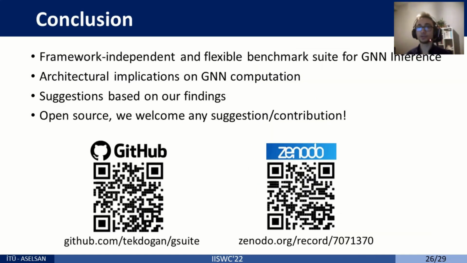As conclusion, we propose a framework-independent and flexible benchmark suite for graph neural networks at inference level. We make architectural implications on GNN computation and make suggestions based on our findings. Furthermore, our work gSuite is open source. We welcome any suggestions and contribution to our benchmark suite. You can reach gSuite by using these QR codes and links below.